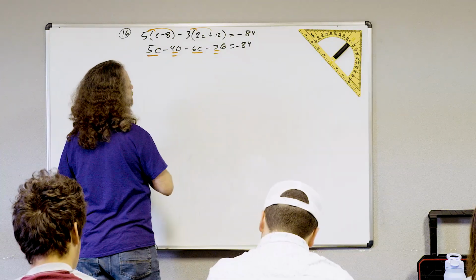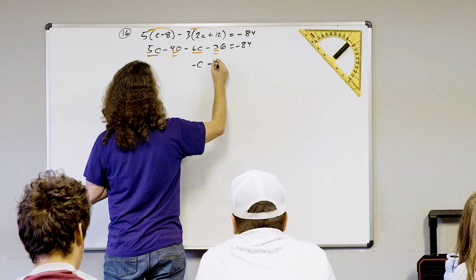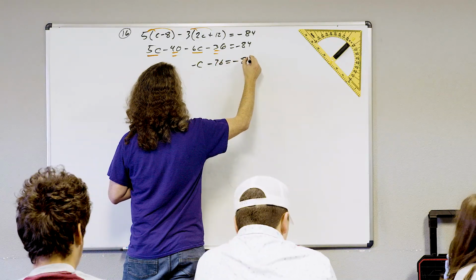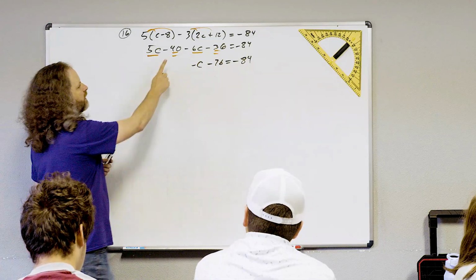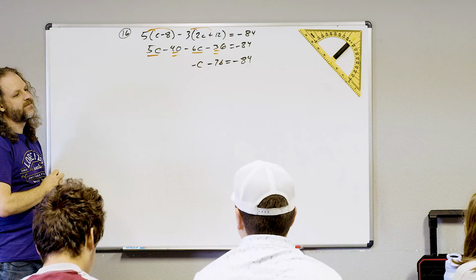Combine like terms, and we've got negative c minus 76 trombones equals negative 84. Why do we have negative 76 trombones? Because we did negative 40 plus negative 36. Trombones. No, but why are they trombones? Because they can be clarinets.